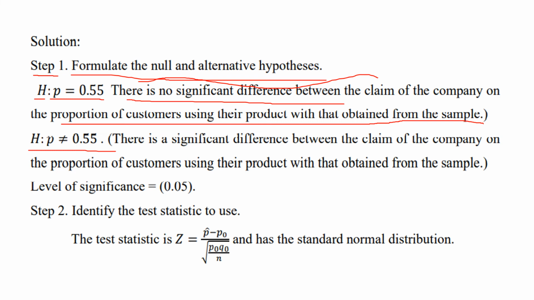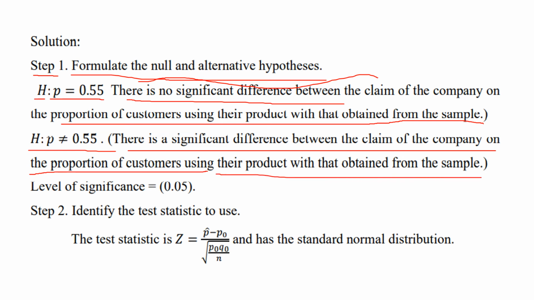But again, we're not sure. The problem was not specific like that. So we need to deal with the not equal sign because we're not sure if the value will fall before or after your parameter. So there is a significant difference between the claims of the company on the proportion of consumers using their product and that obtained from the sample. So level of significance is equal to 0.05.